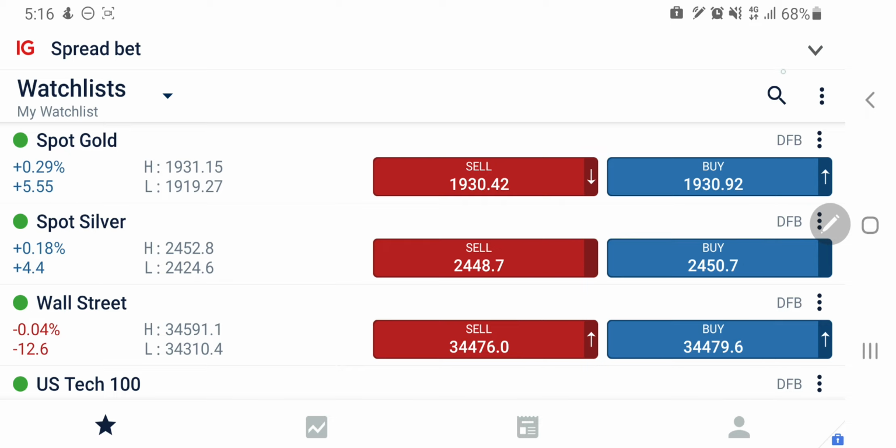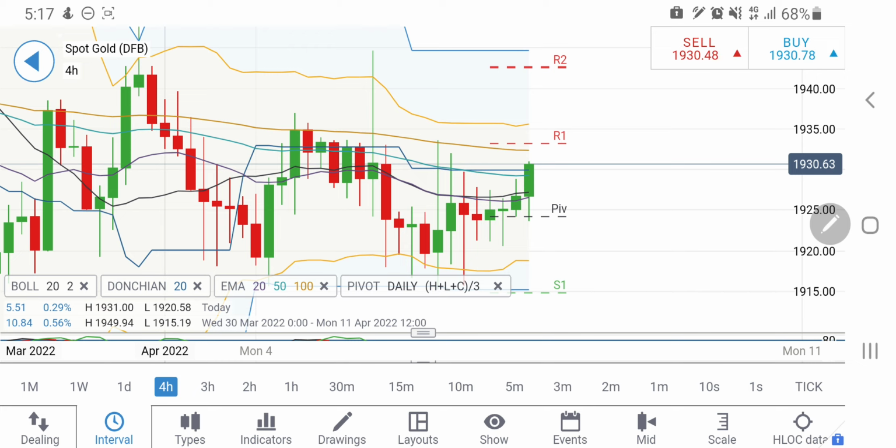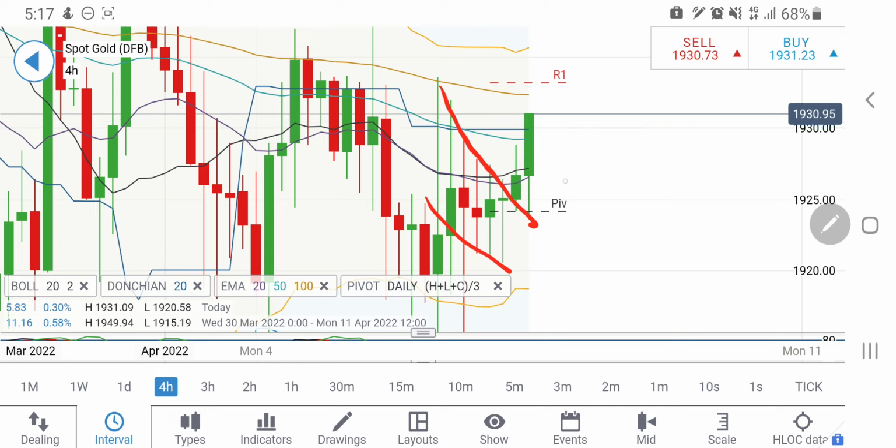Let's start the day with gold first. This is a 4-hour chart for gold, and you can clearly see it has come out of this bearish zone. It was consolidating in between this zone, towards 1928 and 1920. It has come out of this zone and given a strong breakout candle. So on a 4-hour chart, it appears this zone at 1932 is going to be the next target for gold.